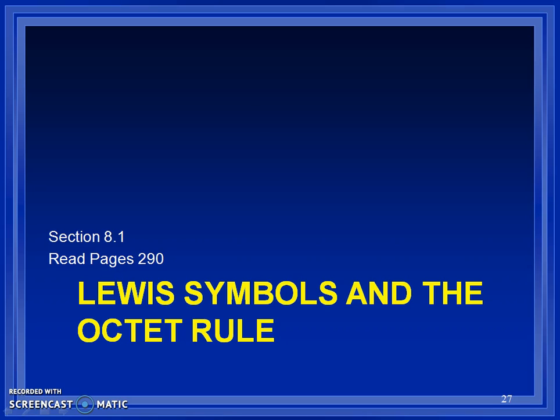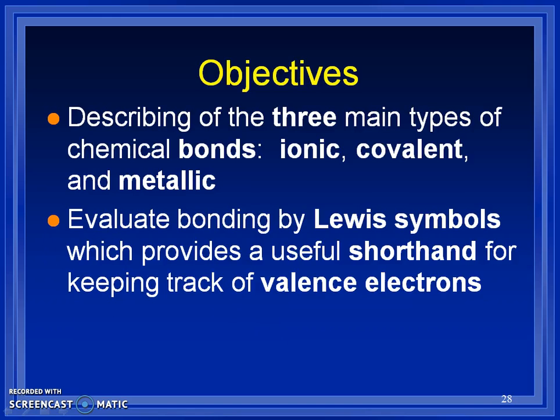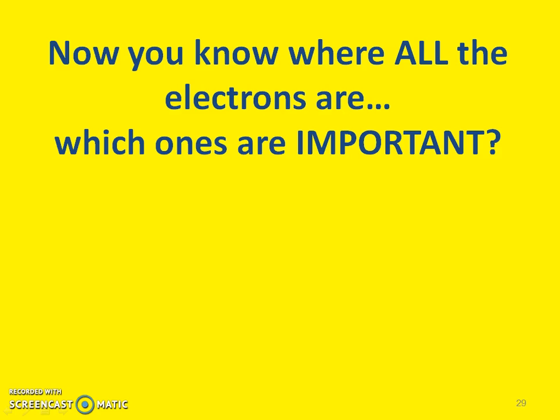So Section 1 is about Lewis symbols and the octet rule. Your objective in this section is describing the three main types of bonds, ionic, covalent, and metallic, and how they bond by the Lewis symbols, which is a shorthand for keeping track of the valence electrons of each of the atoms.